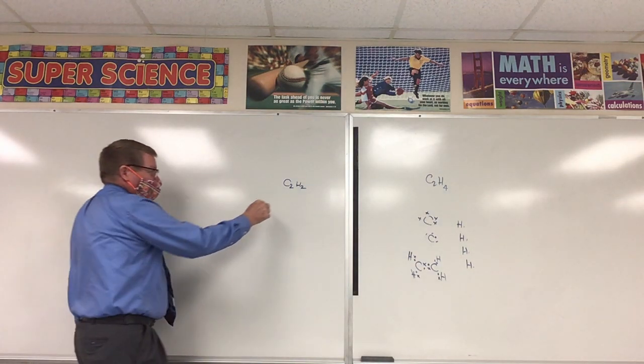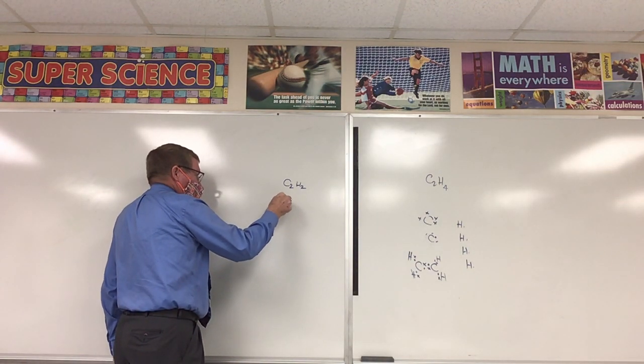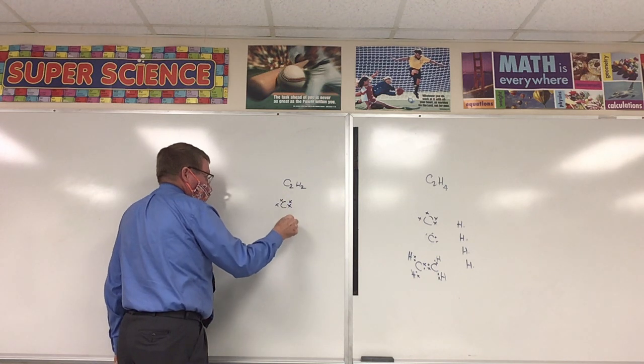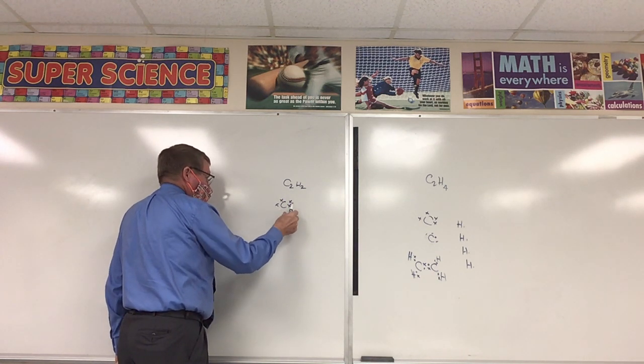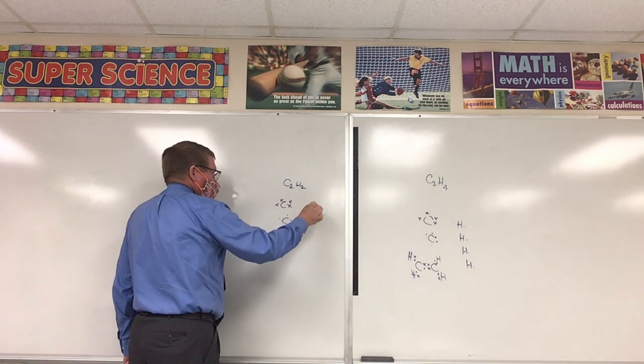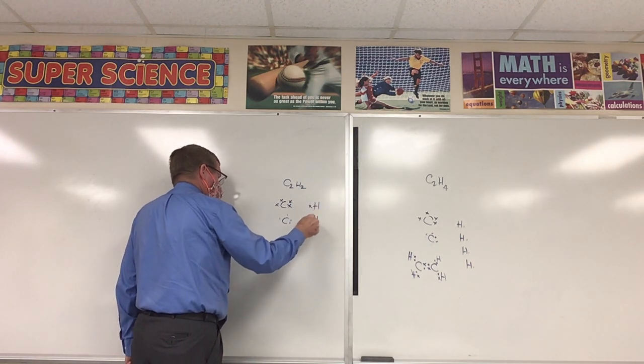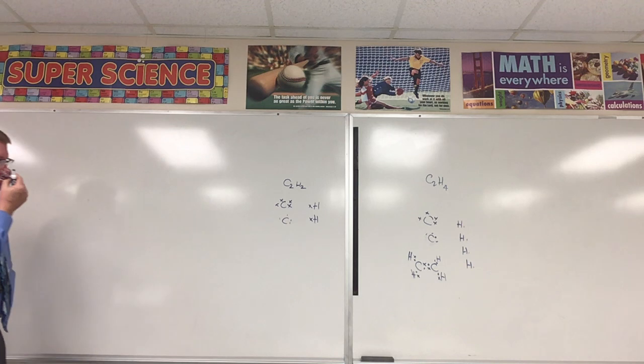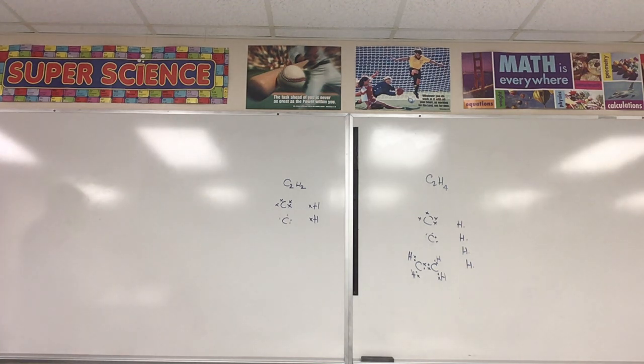All right, again, carbon, there's 2 of them, and there's 2 H's. So carbon needs how many more? 4. H needs how many more? 1. So each H is going to get 1 from each carbon. That means carbon needs how many more, if it gets 1 from the H?